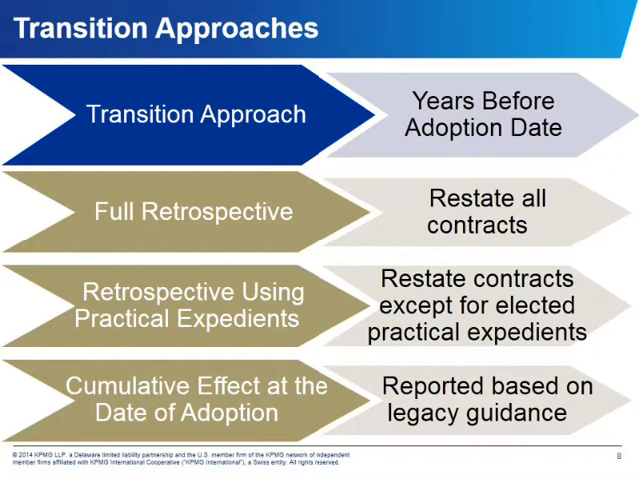Entities can select from 3 different transition approaches. The first transition approach is the full retrospective approach. Under this approach, an entity would recast all contracts for all prior periods presented. The second approach is the retrospective using 1 or more practical expedients. An example of a practical expedient would be not having to recast contracts that began and ended in the same annual period. The third approach is the cumulative effect at date of adoption approach.